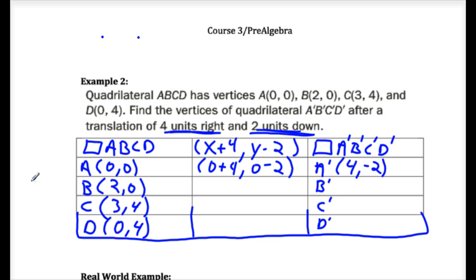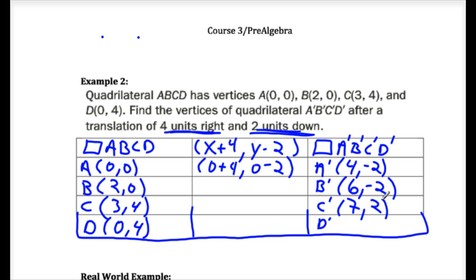I got the B. Gracie McGuire, did you get B prime? I got 6 comma negative 2. Very good. Now I'm going to fill in that middle column. Maeve, you got C prime yet? 7, 2. Perfect. 7 comma 2. Nice job.